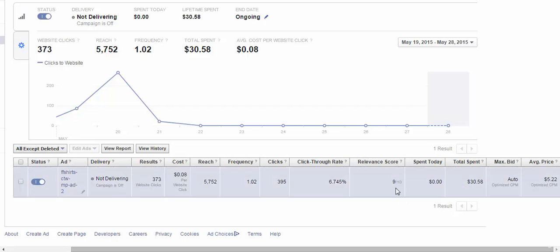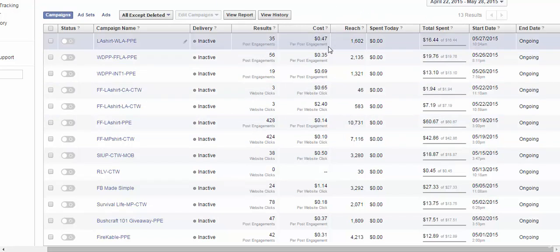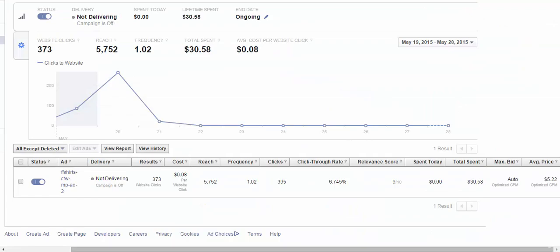What you see here, the relevance score of 9 out of 10, that's very good. That means Facebook is telling you that your ad is actually relevant to the audience you're sending it to. So don't rely on this broad overview to tell you the total picture of whether your ad is doing well or not. Just because you maybe see a low or high number here doesn't necessarily mean that it's good or bad. So we want to dig a little deeper into our results and see what our actual costs are.